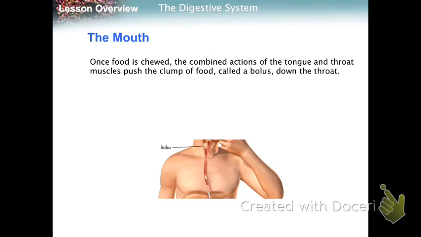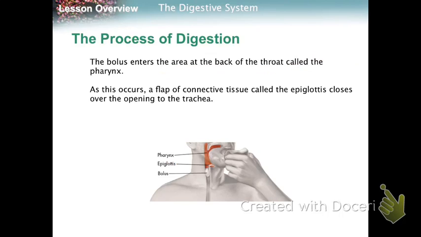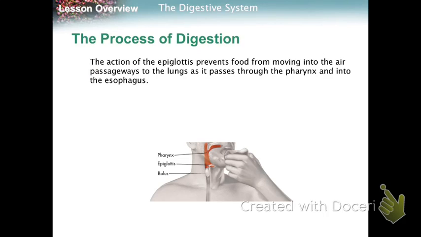Once the food is chewed, the tongue and the throat push the clump of food, called a bolus, down the throat. The area at the back of the throat is called the pharynx. In this area, the pharynx, a flap called the epiglottis closes the opening to the trachea. The trachea goes to the lungs. We don't want food going there. We want it to go into the esophagus.